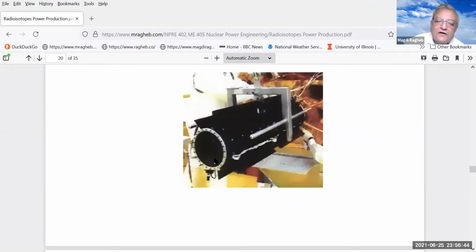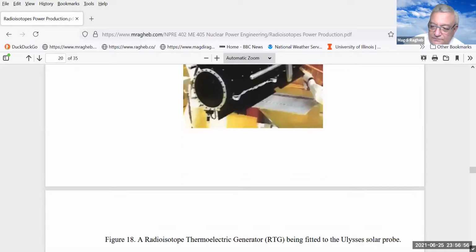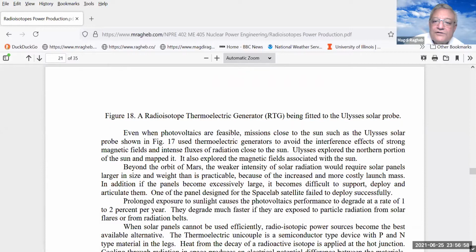The size of those RTGs is shown here. These are the hands of some engineers putting them together. Obviously, they haven't loaded the charge of plutonium-238, because in that case, they would need shielding against gamma radiation.